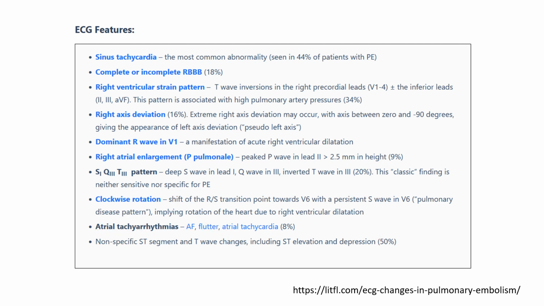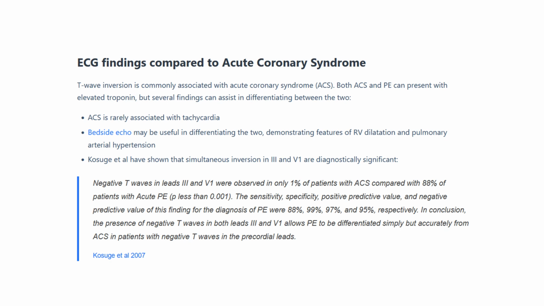But here we have the Kosuge sign, and here's the article for Kosuge. Negative T waves in lead 3 and V1 were observed in only 1% of their patients. I think they have 350 patients, compared with 88 patients with acute PE. The sensitivity is 88%, so it's not all, but most. It's very specific if you do find it. So in conclusion, the presence of negative T waves in both lead 3 and V1 allows PE to be differentiated simply but accurately from ACS.